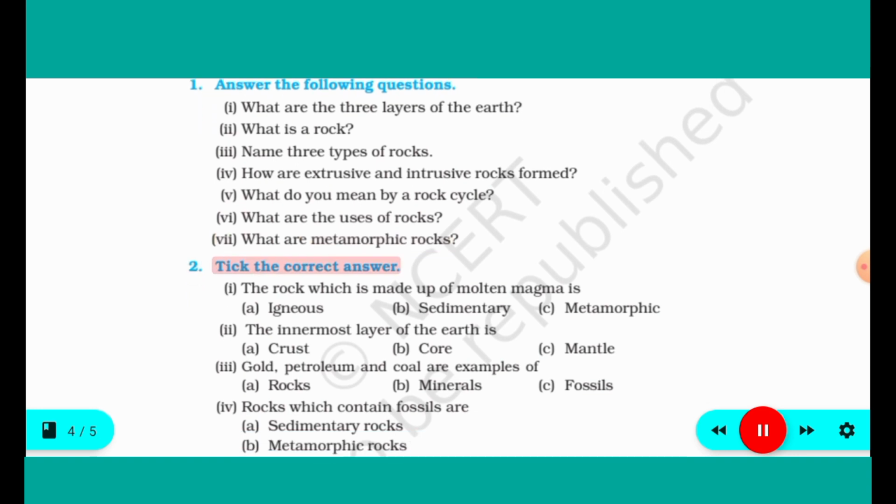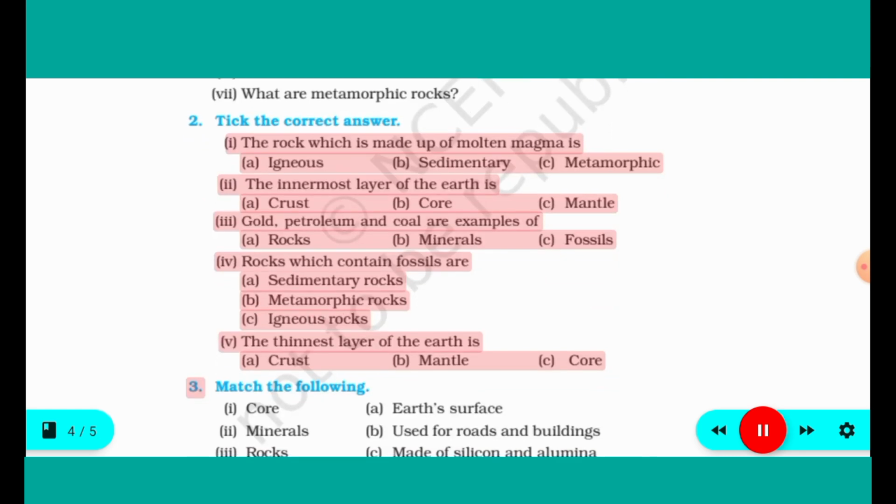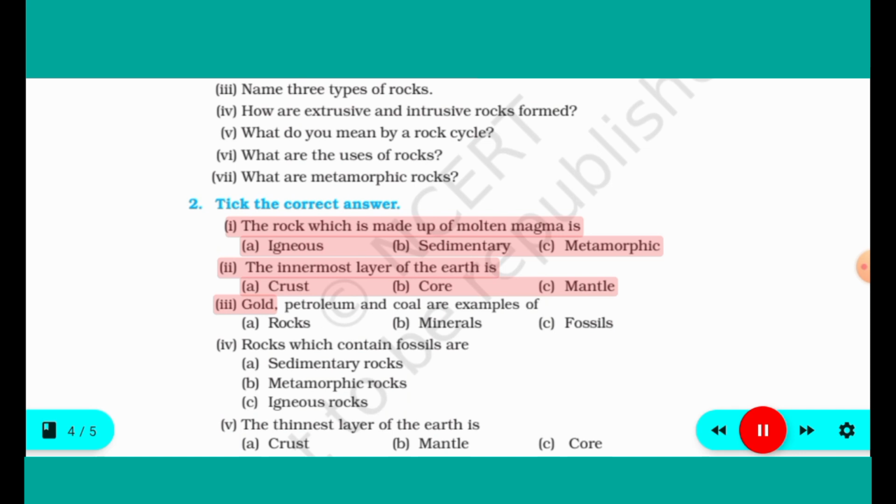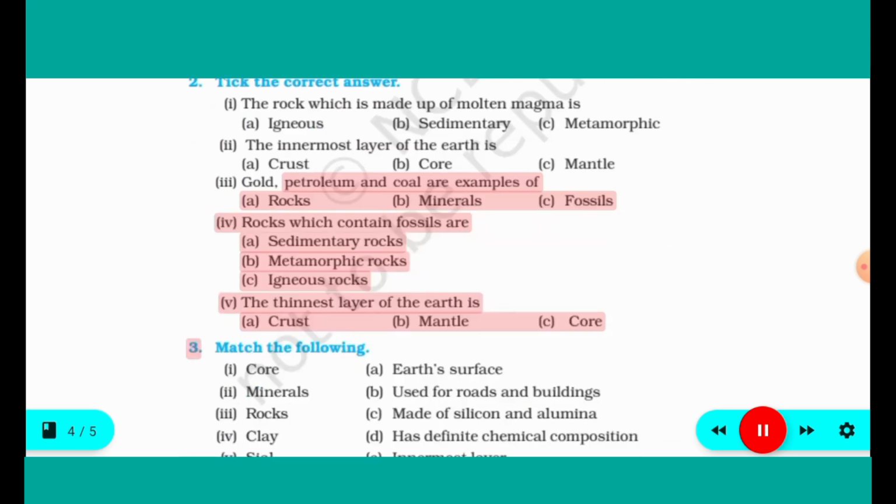2. Tick the correct answer. I. The rock which is made up of molten magma is A. Igneous, B. Sedimentary, C. Metamorphic. II. The innermost layer of the Earth is A. Crust, B. Core, C. Mantle. III. Gold, petroleum and coal are examples of A. Rocks, B. Minerals, C. Fossils. IV. Rocks which contain fossils are A. Sedimentary rocks, B. Metamorphic rocks, C. Igneous rocks. V. The thinnest layer of the Earth is A. Crust, B. Mantle, C. Core.